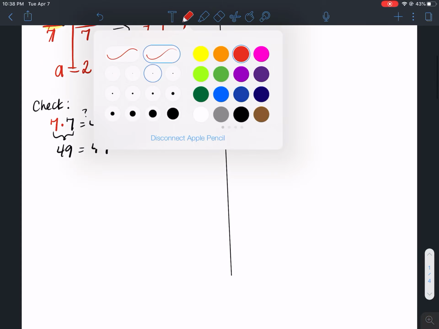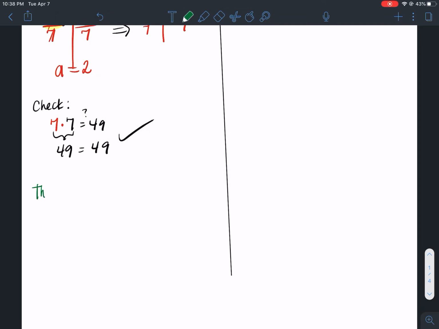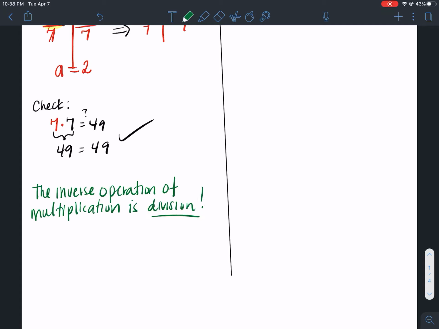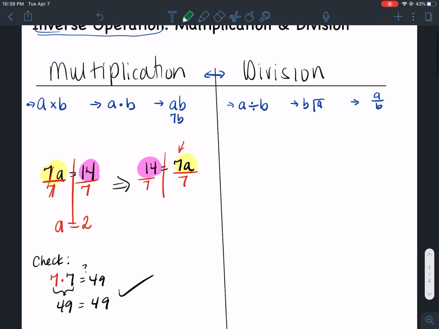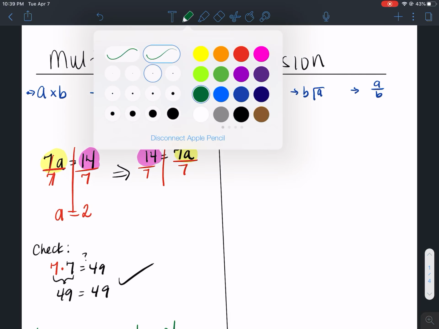On the bottom of your notes, I want you to write: the inverse operation of multiplication is division. If I have multiplication, then the opposite operation I want to use is division. Awesome. All right, now let's go to division.